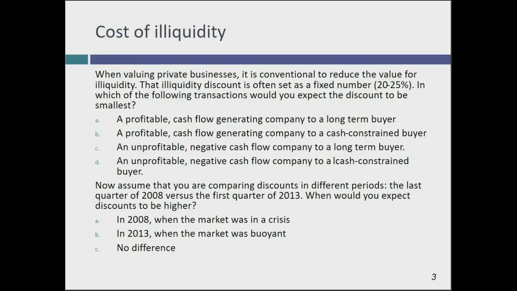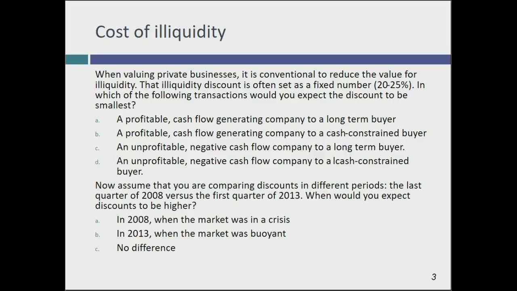Let's take each half. Which one of the buyers will demand a bigger discount, the cash-constrained or the one who has a long-time horizon? The cash-constrained, why? Because they need liquidity more. Which one of the two companies is illiquidity a bigger issue, the money-making, cash flow-generating company or the unprofitable? So basically, if I were using common sense, I would expect discounts to vary depending on the company and to vary across buyers. That's not the way practitioners do it right now. You get this one-size-fits-all. So we're going to talk about why that is and what to do.